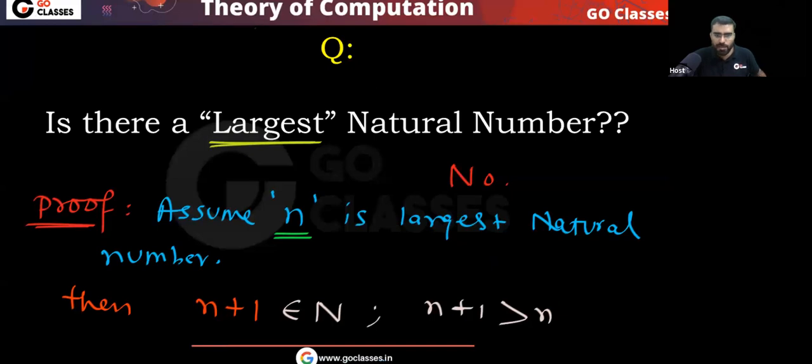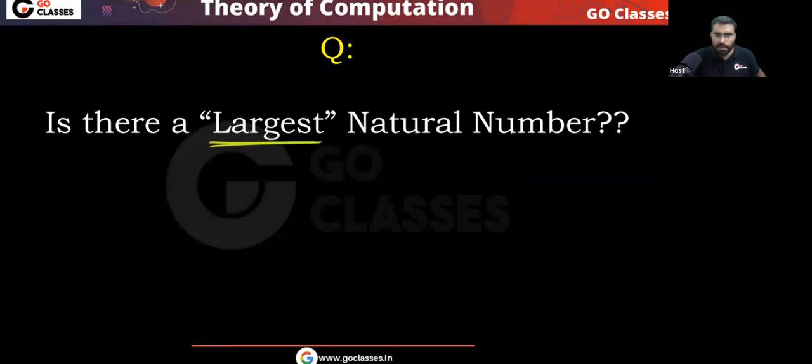Now some people will think, sir, but what about infinity? Infinity plus 1 is also infinity. So this is the largest natural number. So tell me, what is the mistake in this logic?